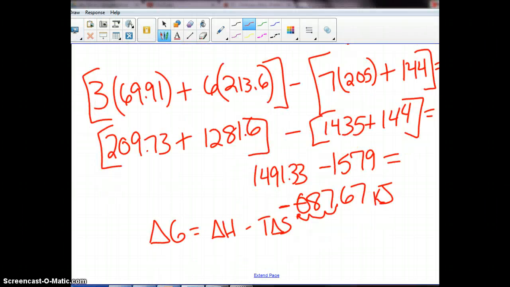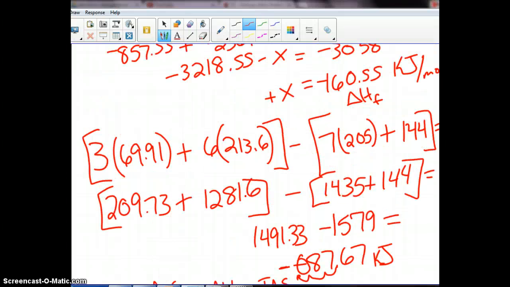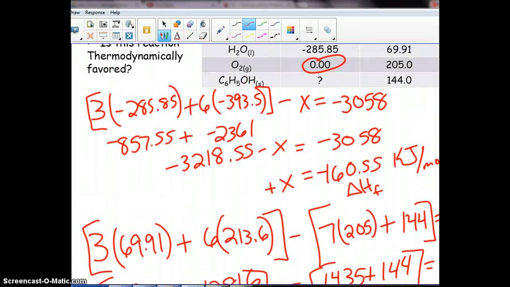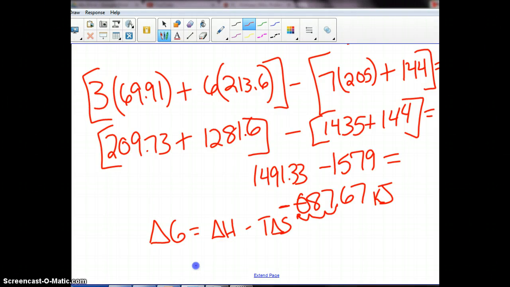All right, so that is just for phenol. So really that's kind of a trick question. So the enthalpy of the combustion was this. It was given to us in the problem. Our temperature was 25 Celsius, so add 273 and you'll get 298 Kelvin. And then you need to plug in the delta S that you just found.